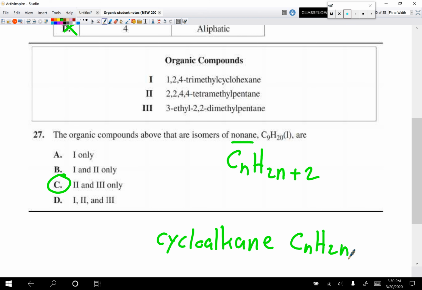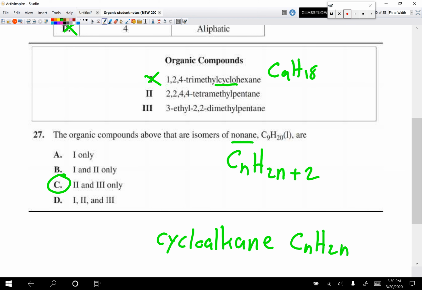CnH2n. So therefore, if we had a cycloalkane, like our first example right here, 1,2,4-trimethylcyclohexane, if you count the number of carbons, it's still going to have 9, but because it's a cycloalkane, it's going to come in the formula of CnH2n, so the empirical formula here is going to be C9H18. All right? So therefore, it cannot be 1.